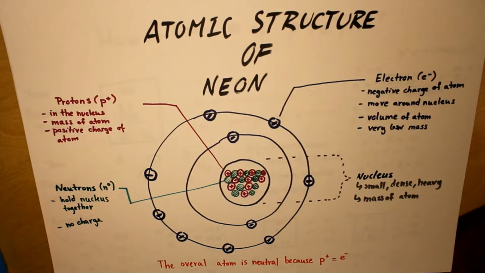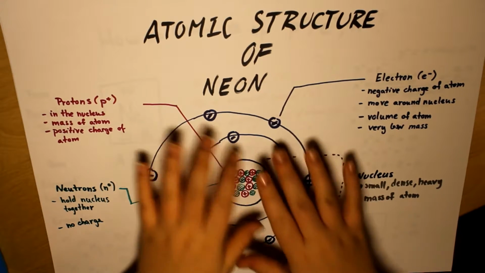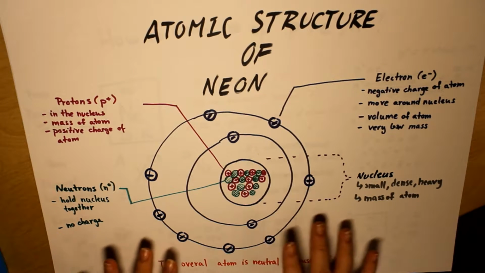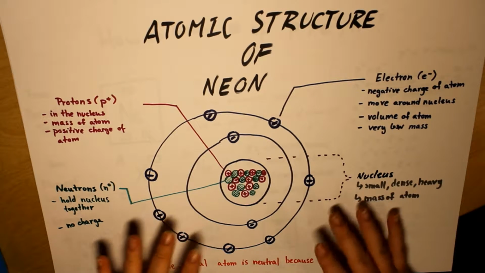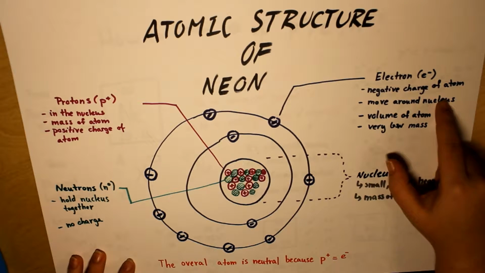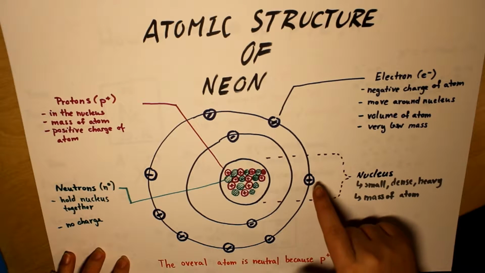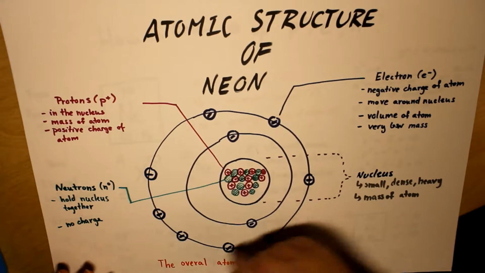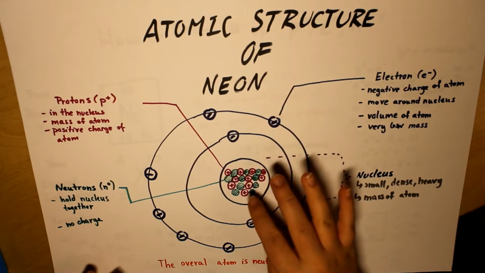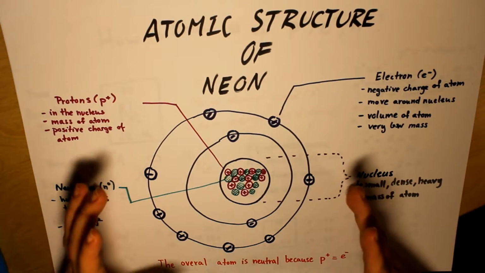Today we're going to be dealing with the atomic structure, and as an example we're going to take neon. So this is basically the atomic structure of the element neon. This is what you call an electron. It has a negative charge. Basically it's the negative charge of the atom. It moves around the nucleus.